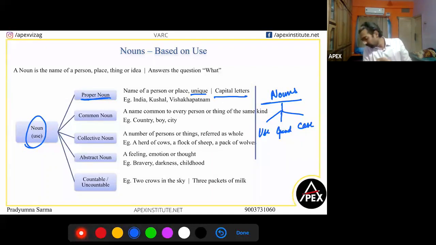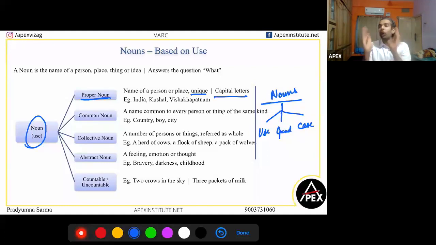If I have 4 countries called India, it will become very sad. Okay, the same way, the name Kushal might also be unique. All right, although I might have 4 to 5 different Kushals in the same classroom, each Kushal is his own. So that name is unique to that person. Okay, same way the city Visakhapatnam.